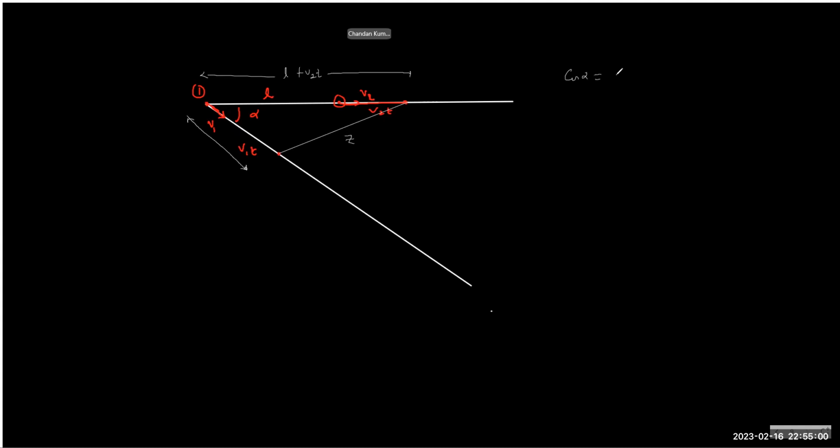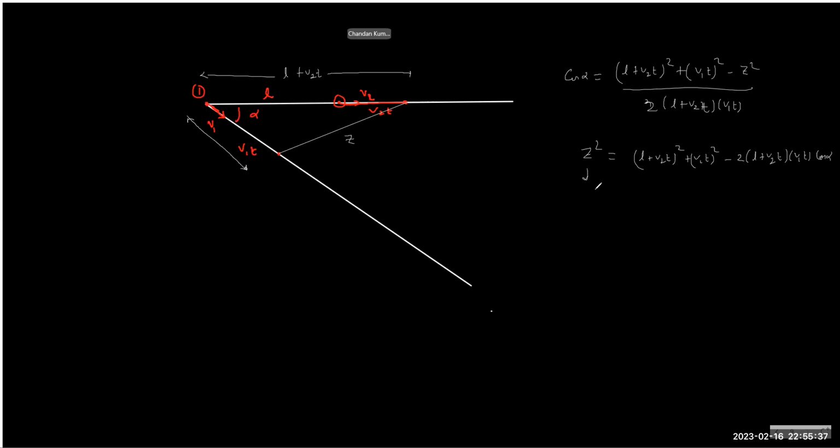Cos alpha is, I hope you remember the answer, right? A square plus B square minus C square by 2AB. And then you can rearrange for Z. And then to minimize Z, we can differentiate and we can get the answer. Is this clear?